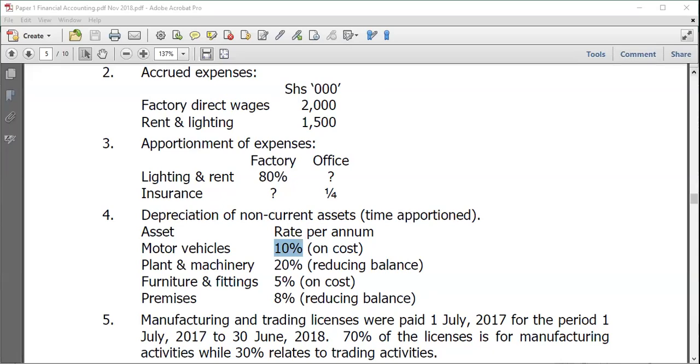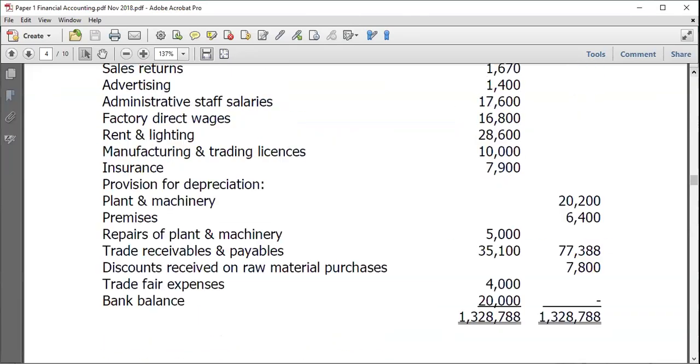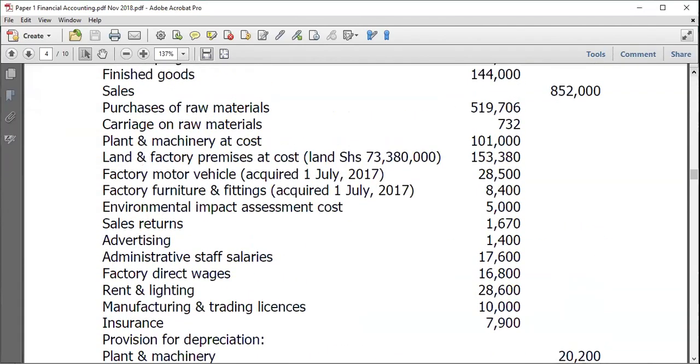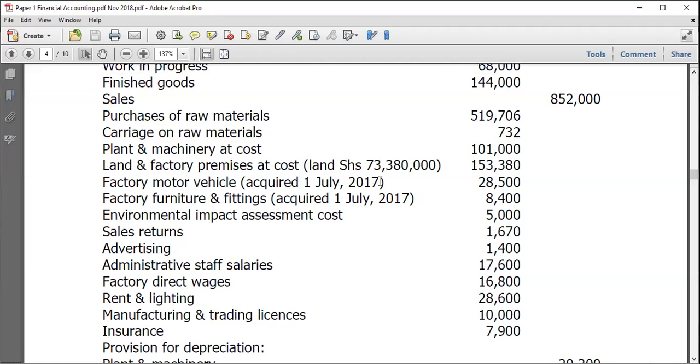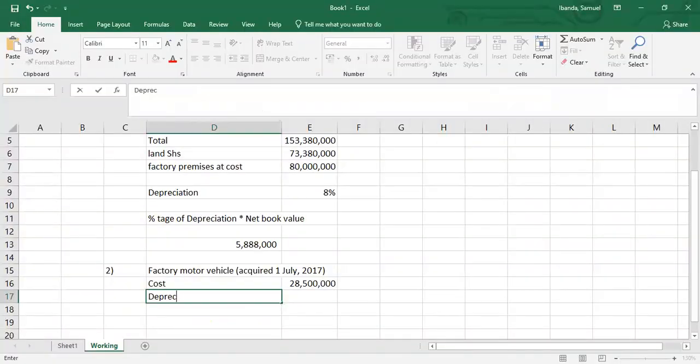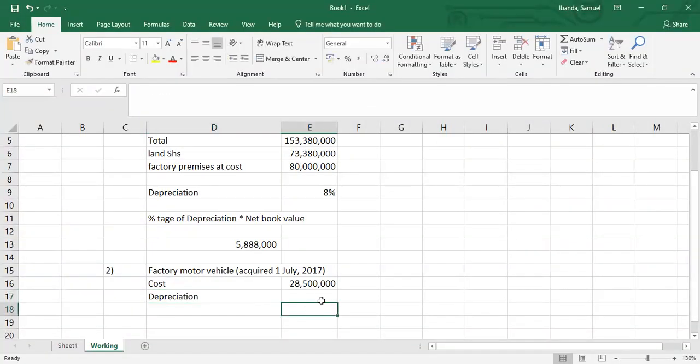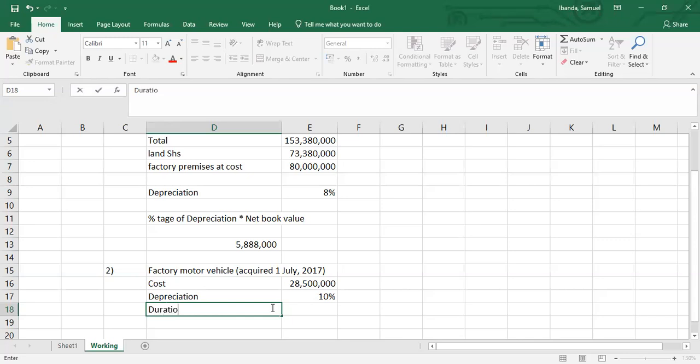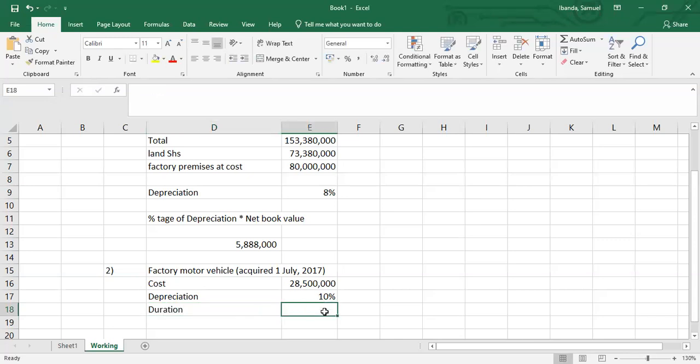So what this means is that I need to also look at when this asset was bought. This asset was bought on 1st July 2017. So ideally, it has been there for 6 months, from July to December when you count. Those are 6 months. So when I come to here, I'll say depreciation. Remember, they have told me this is 10%, and in duration, this has been here for 6 months.